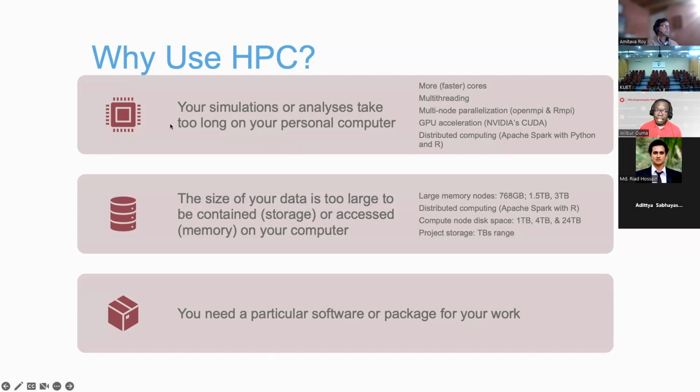Top on the list is speed. Your simulations or analysis might be taking too long on your personal computer. What HPC systems offer is more and faster cores or CPUs that you can use. You can take advantage of multi-threading, and also multi-node parallelization. In this case, you're using all the CPUs across multiple nodes, and you have a framework for that called MPI.